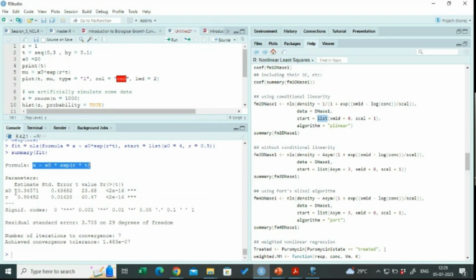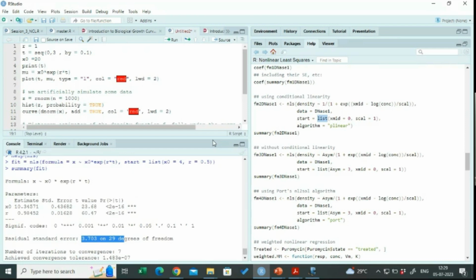This is the estimate of x0. This is the estimate of r. This is the standard error of r, right? And this is the corresponding standardized test statistic value for x0. And this p value that you have already learned: if it has many stars, 3 stars, that means this parameter x0 is highly significant. So it is non-zero. Similarly, this one, right? And we have a residual standard error, right? This is the summary that you have got.